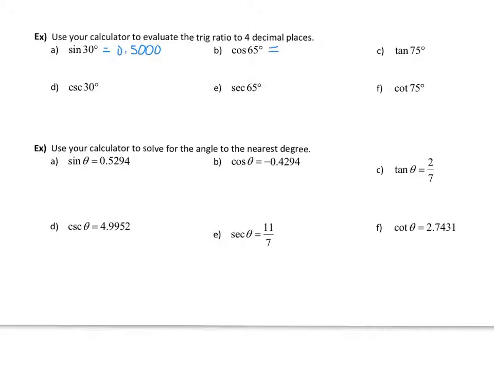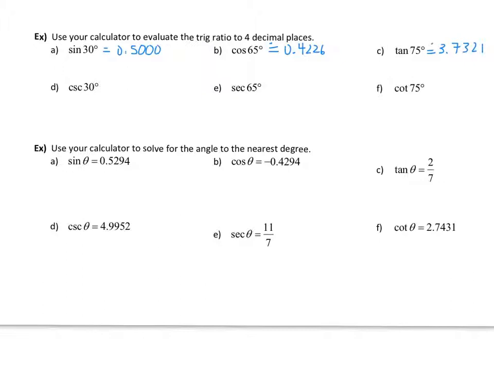All right, and then the cosine of 65 degrees, well, that doesn't work out to be a terminating decimal like the previous one. That's going to be approximately equal to 0.4226 when we put that in the calculator. And the tangent of 75 degrees, again, not an exact value. We're going to have to round that. I got 3.7321 for that value.